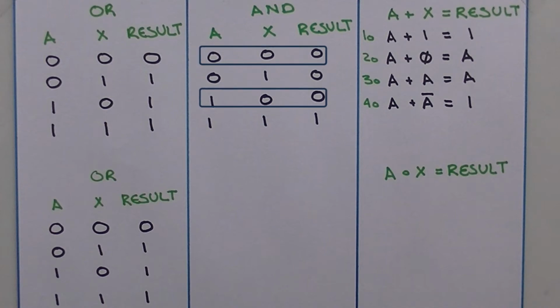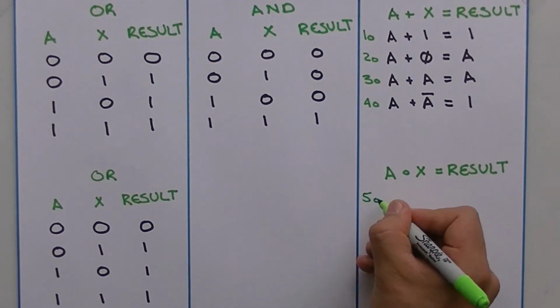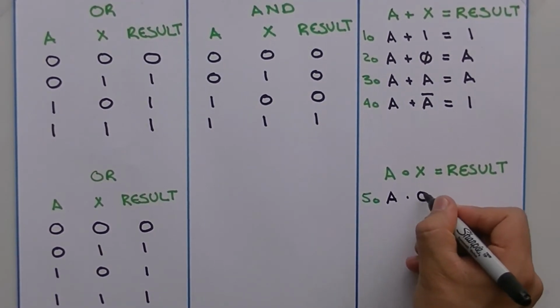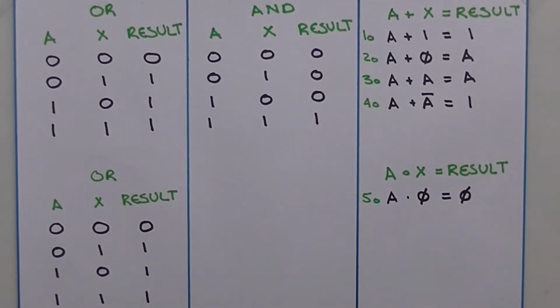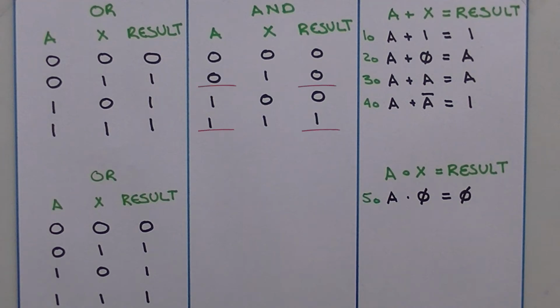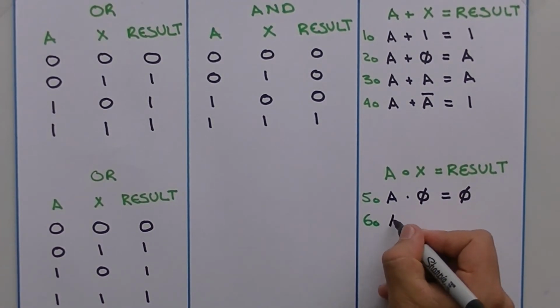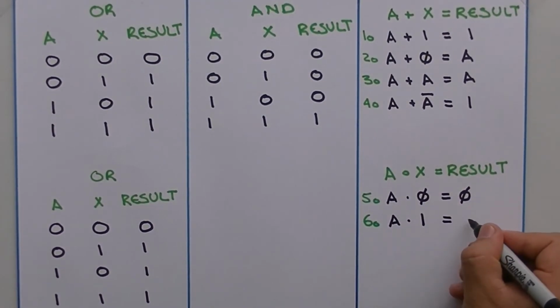Looking at the first and third rows, we deduce that when we multiply a by 0, the result is always 0, no matter whether a is 1 or 0. So the fifth rule of Boolean algebra states that a multiplied by 0 is 0. Also, observing the second and fourth rows, we can say that when we multiply a by 1, the result is equal to a. So if a is 0, the result is 0, and if a is 1, the result is 1. Therefore, the sixth rule of Boolean algebra states that a multiplied by 1 is a.